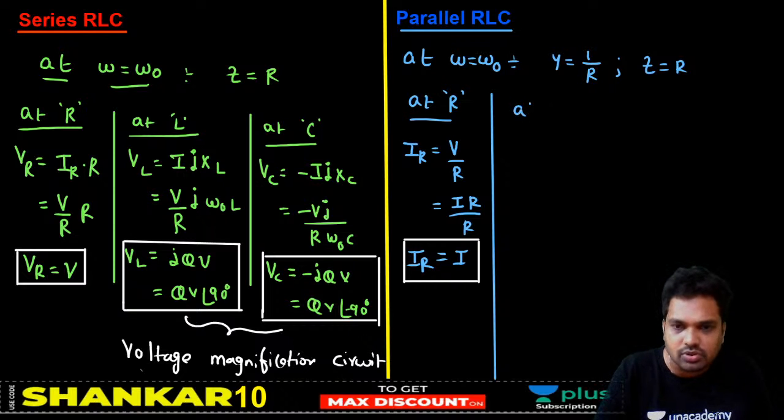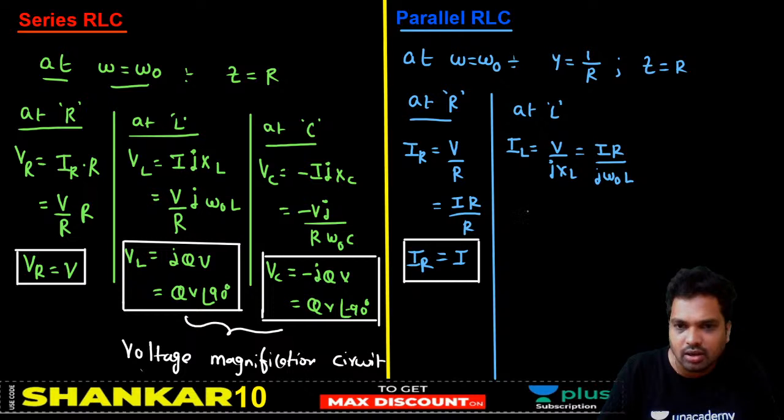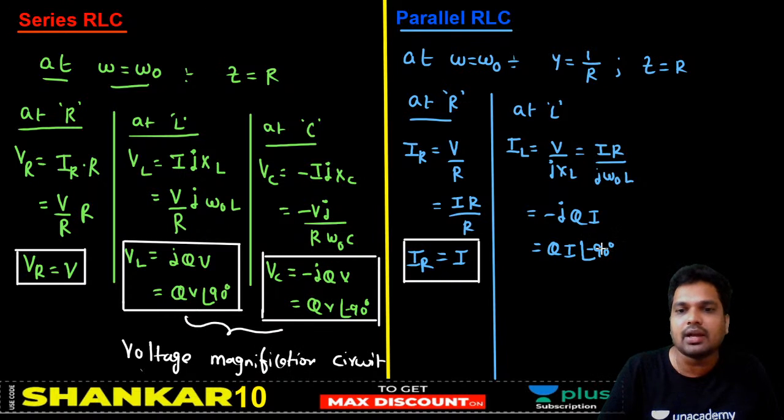Next, if you see the inductor, current in the inductor will be equal to V by jXL, that is I into R by j into omega naught L. 1 by j is minus j. R by omega naught L will be given as Q here. The Q here is omega naught L by R. Q here is R by omega naught L. That I will prove. Don't worry right now. That will give you QI angle minus 90 degrees. That is your current in the inductor.